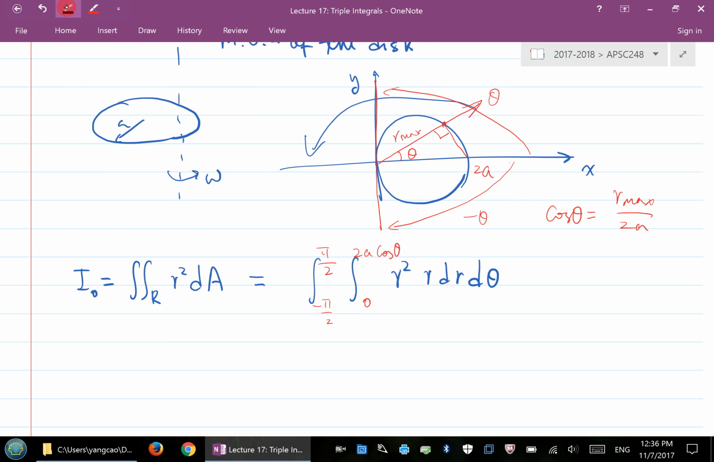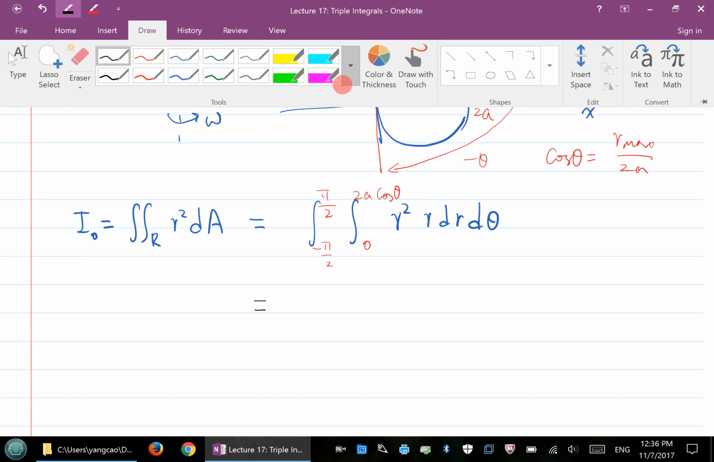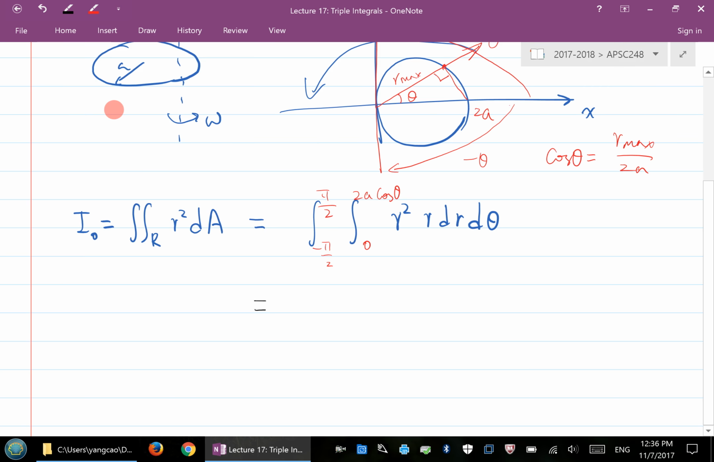This integral actually turns out to be not a very friendly integral. So let's give it a try and see what we are going to get. The inner integral is about r here. So there's r squared times r, so it's r cubed.